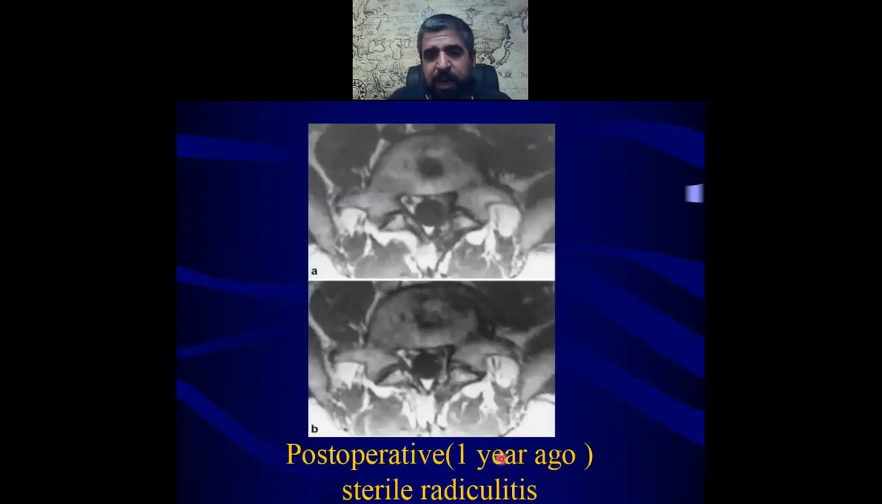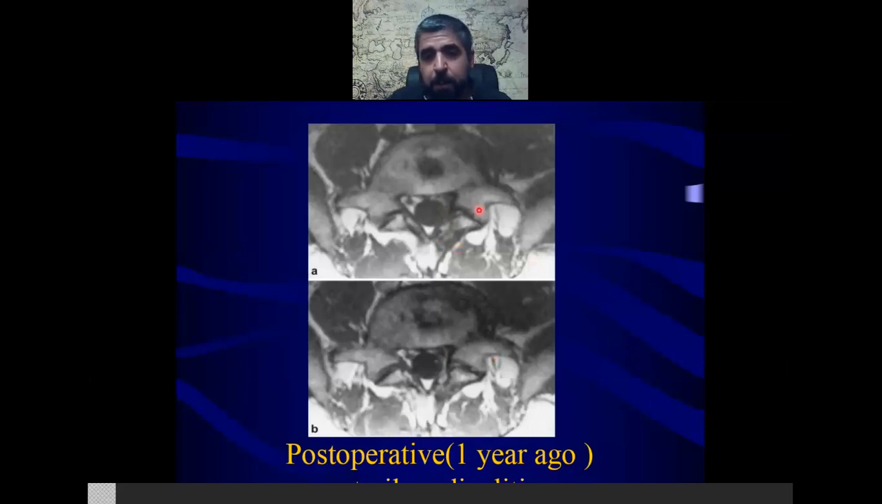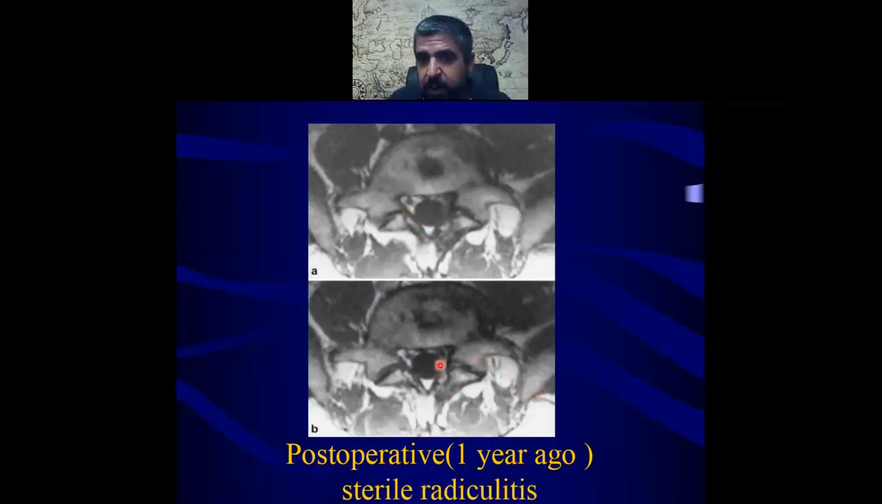For example, this is a case of a post-operative disc. The surgery was 1 year ago. You can see the lamina here is missing, and the spinous process is missing. This is T1 pre-contrast and T1 post-contrast. If you look carefully, you can see this dot here taking contrast. This dot is a nerve root. The nerve root 1 year after the surgery is showing post-contrast enhancement.